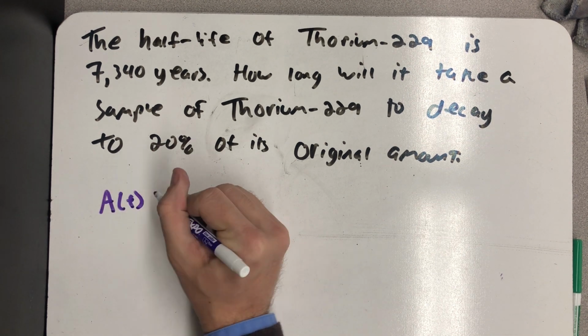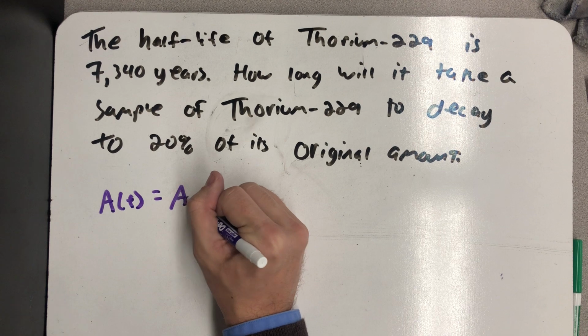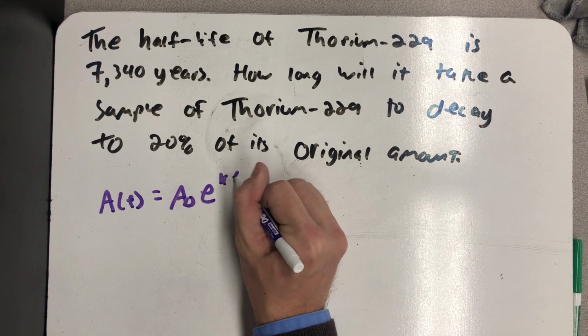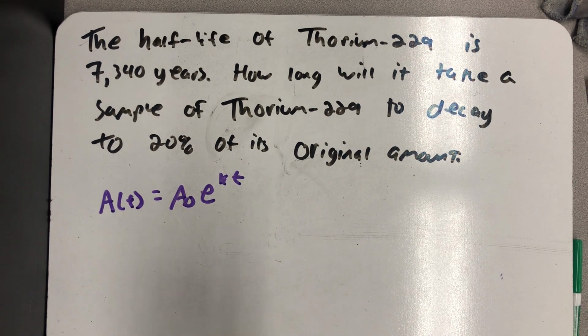First, I need to realize that this will follow an exponential decay model, which will look like this. I'm going to need to find a value for k. And I know k is going to be negative because it's exponential decay.